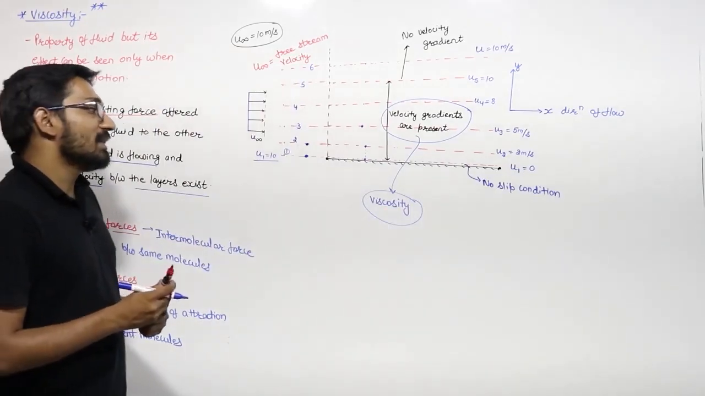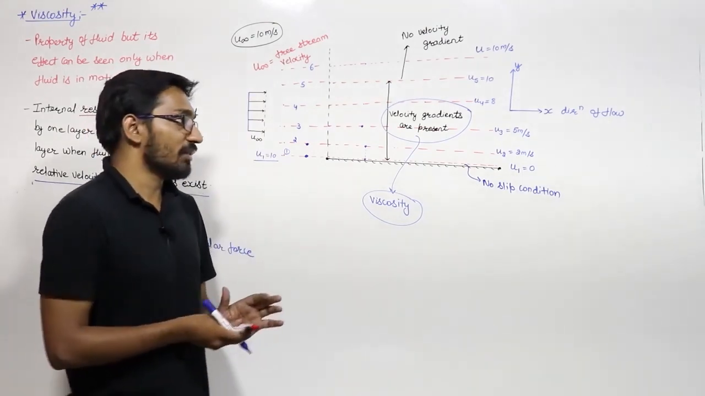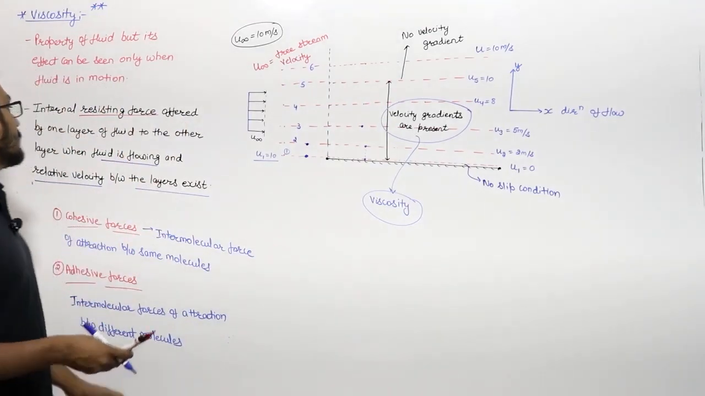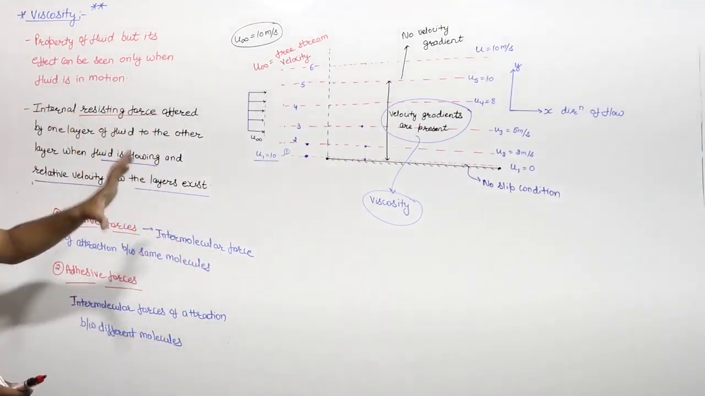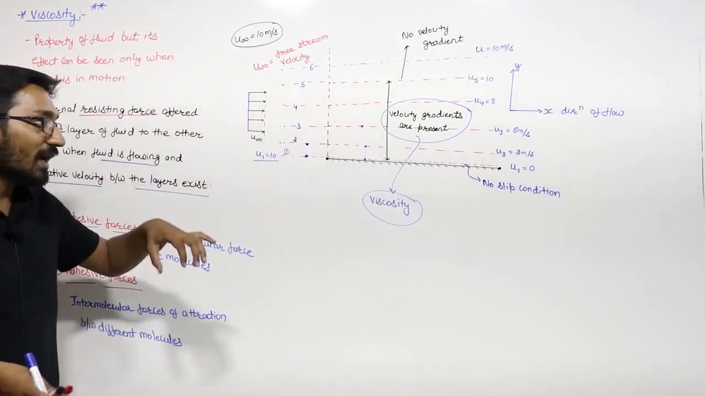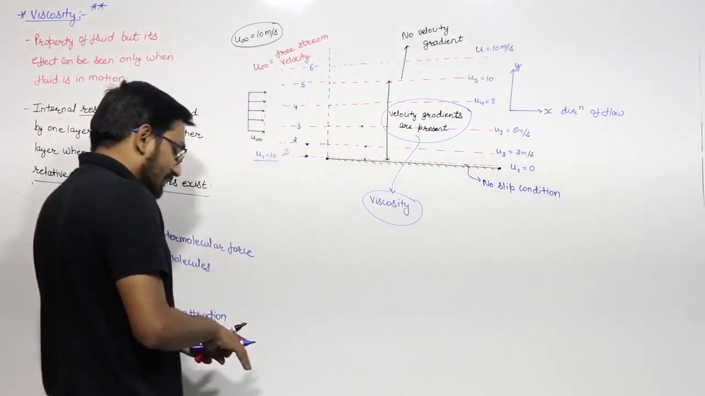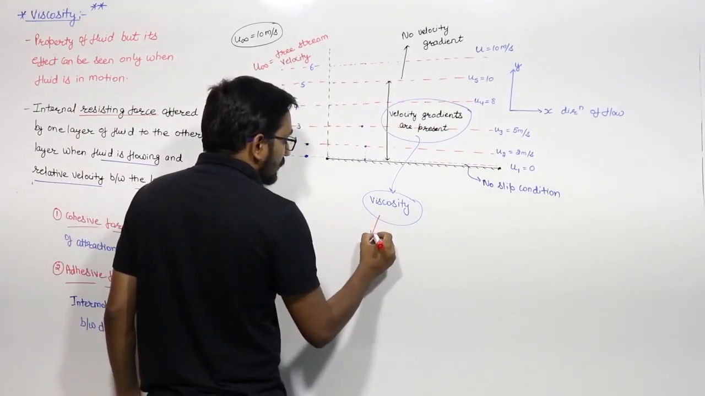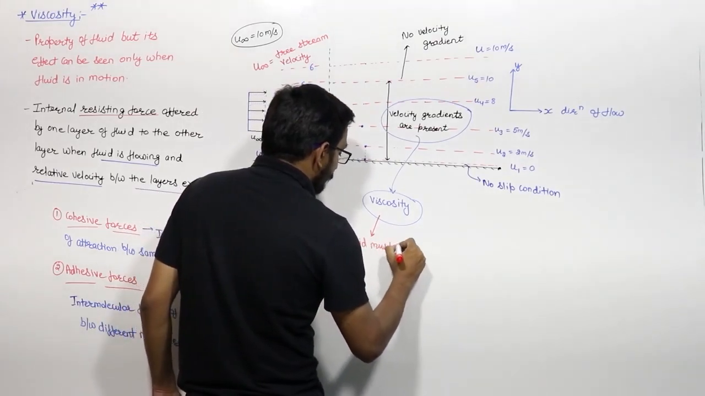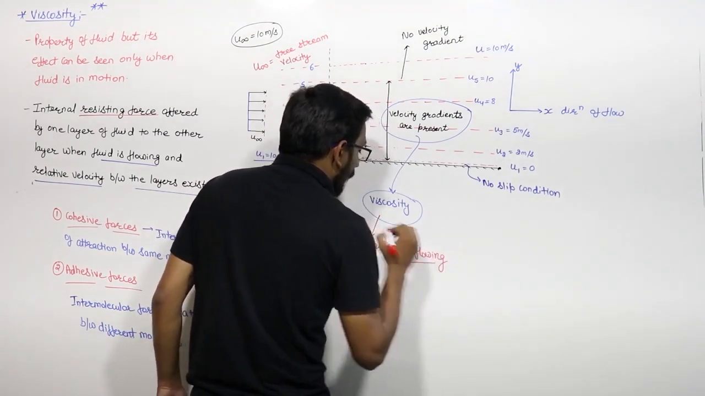Viscosity will be there if there is a velocity gradient present, if there is a relative velocity present between the different layers of fluid, and because of the cohesive forces of attraction, the internal resisting force is offered by one layer to the other layer. This property of offering the internal resisting force is known as viscosity. So one important thing for viscosity is that the fluid must be flowing. If there is no flow, there is no viscosity.